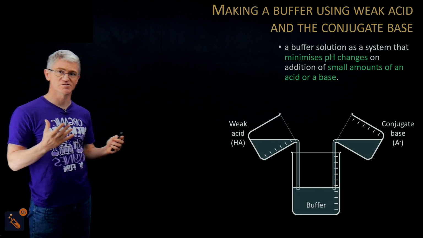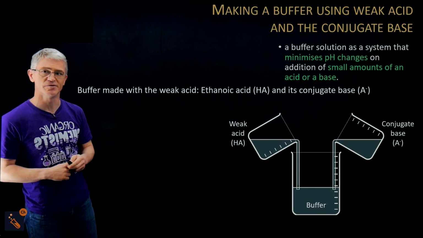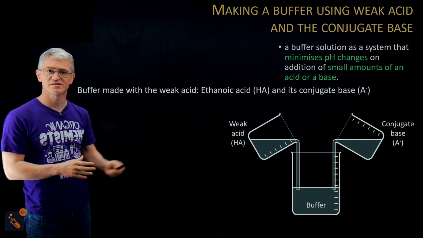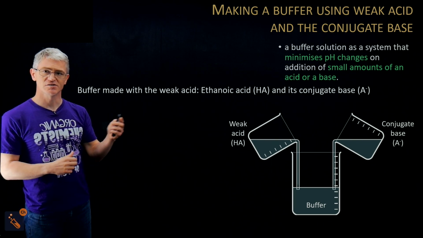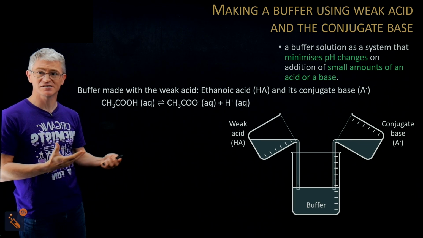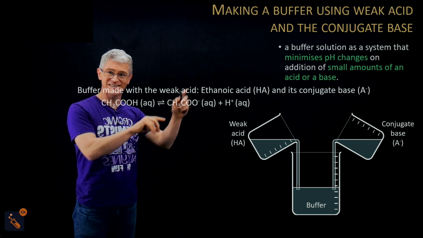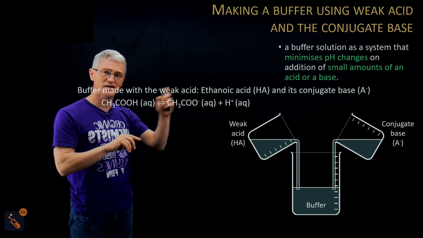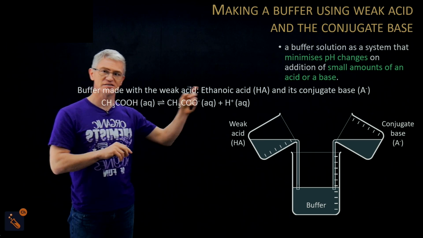So there's the buffer going over to the side. You've got your definition, make sure you remember it. So we're going to talk about the first one, weak acid and a conjugate base. So ethanoic acid and its conjugate base. So what is its conjugate base? So its conjugate base is this thing here. And it's the base that's created from the acid.